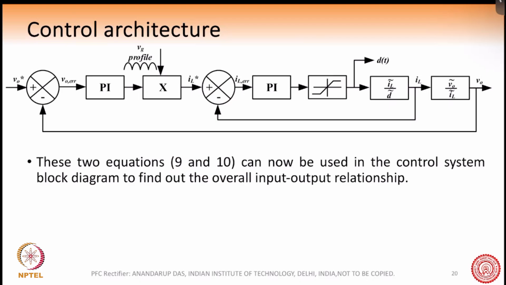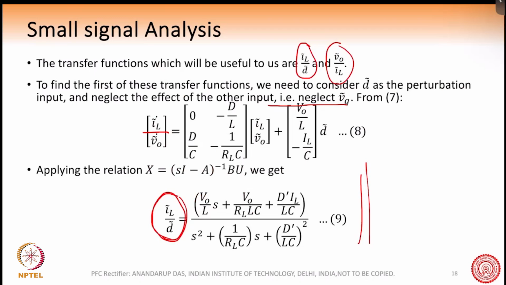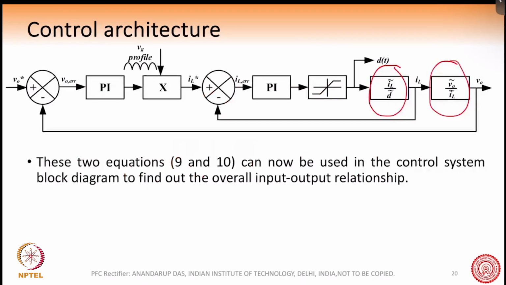So now we have got these two parts in the diagram. We have these two expressions, and if we know the values of L, C, RL, d dash, if we know all these values, then we can know exactly the transfer function between here and here. And now we can design the two PI controllers, we can do the tuning of the PI controllers.